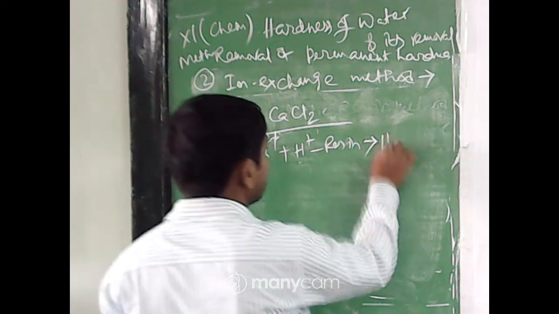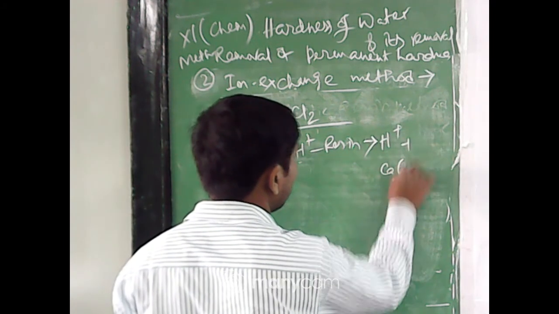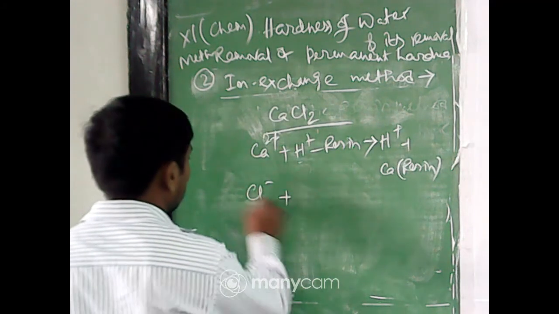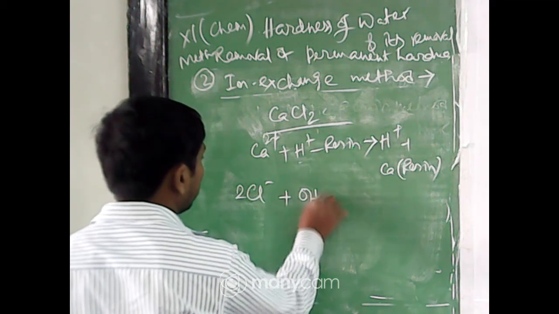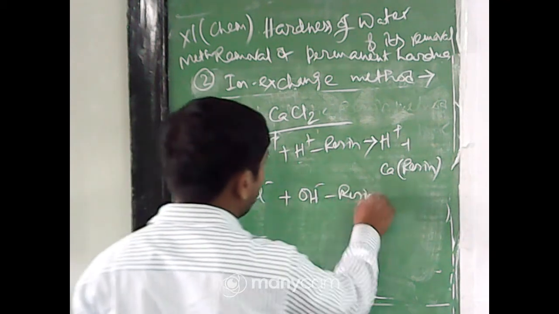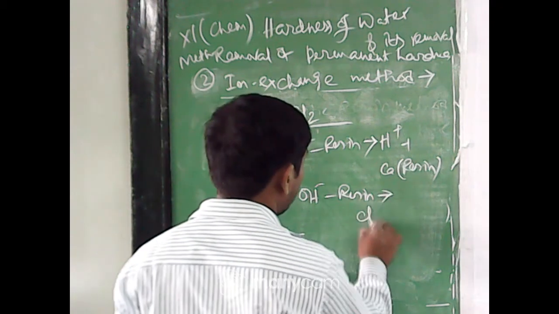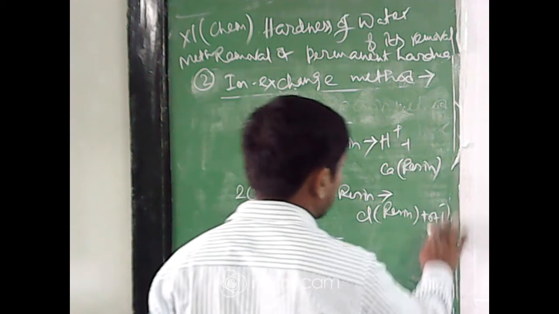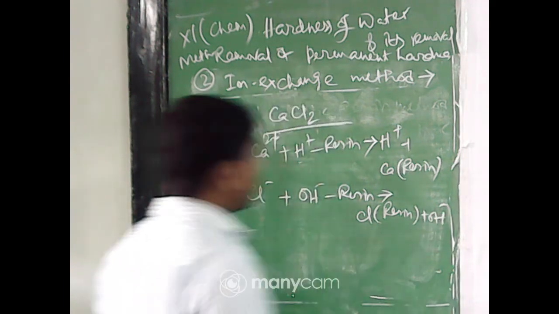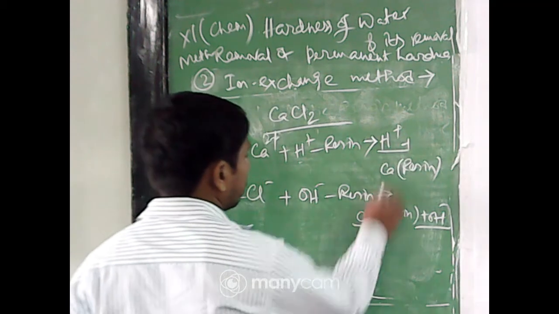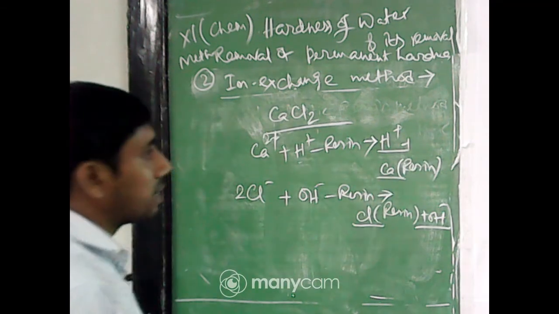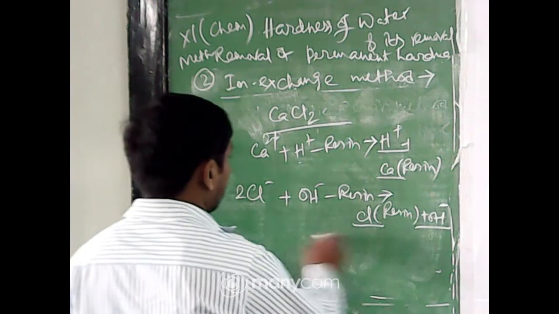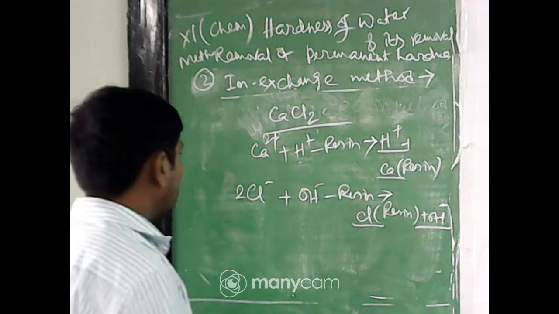the H plus will exchange, that is H plus plus Ca resin complex, and 2Cl minus will react with OH minus resin, that is anionic resin, forming Cl resin complex plus OH minus. Okay. So H plus and OH minus are released and the calcium and chlorine are trapped by the resin. So for this reason it is also called demineralized water. So this is the reason.